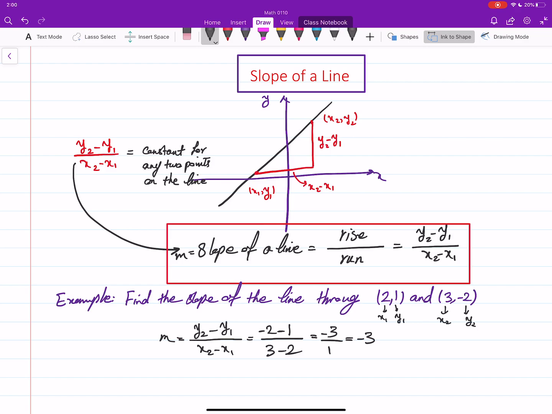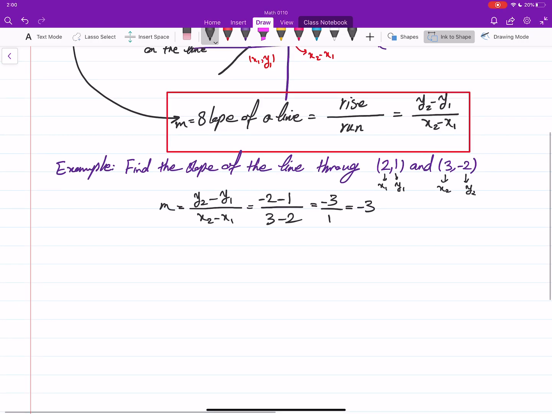Sometimes I hear students asking, what if I choose this one to be x2, y2 and this one to be x1, y1? The answer is, it doesn't matter which one you choose as the first point and which as the second point. If you use this formula, you're going to get the same number. Your numerator might be different, your denominator might be different, but the ratio is going to stay the same.